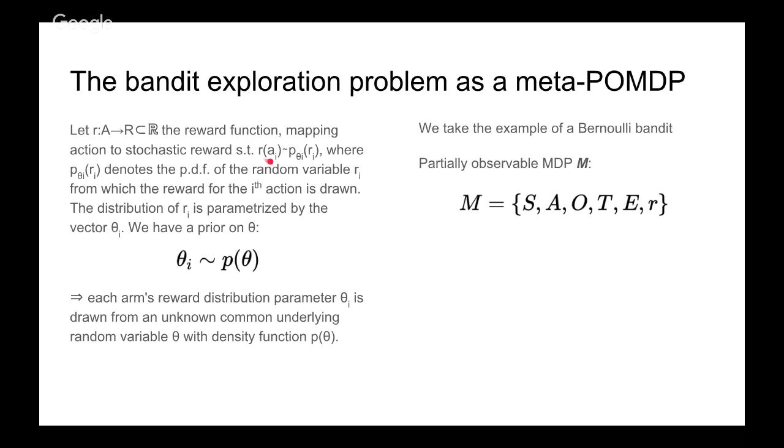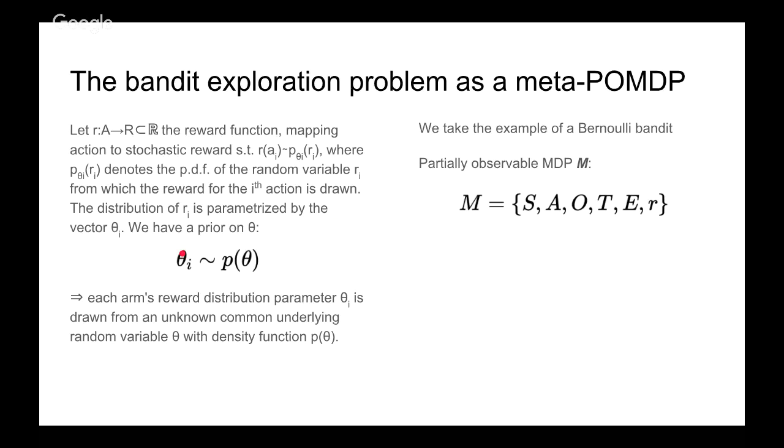The reward is sampled from the arm's random variable, and we denote p_theta_i of r_i the probability density function of the random variable r_i. So the distribution of r_i, of each random variable of each arm, is parameterized by a vector, and we assume that we have a prior on this vector.